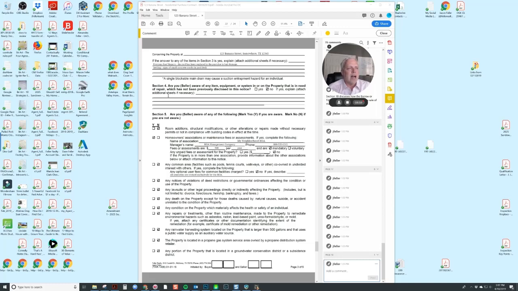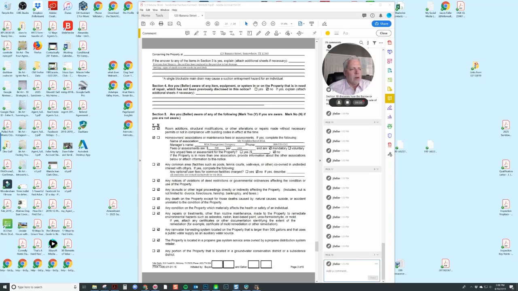Section 5 is going in and just asking whether you've had any room additions, structural modifications, any alterations that were not in compliance or within building code. The second space there is going to be utilized for the HOA information, the management company, the contact phone number, the dues, and how often those are paid and whether they're mandatory or voluntary. So you just go down.